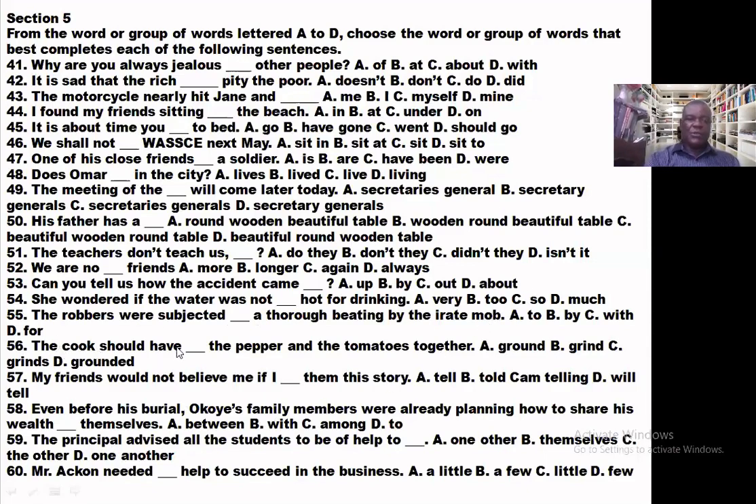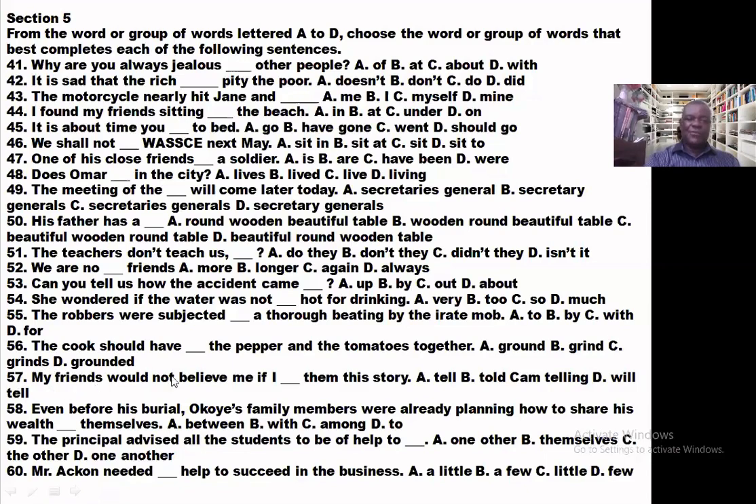56, the cook should have dashed the pepper and the tomatoes together. A, ground, yes, ground is the past tense of grind. So grind is wrong because it's now talking of something that already passed, the past participle. Grinds, no, grounded is out of it completely.